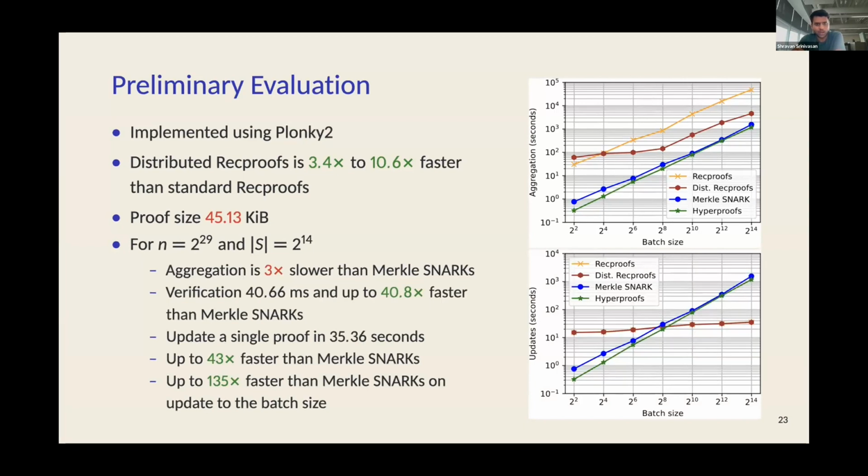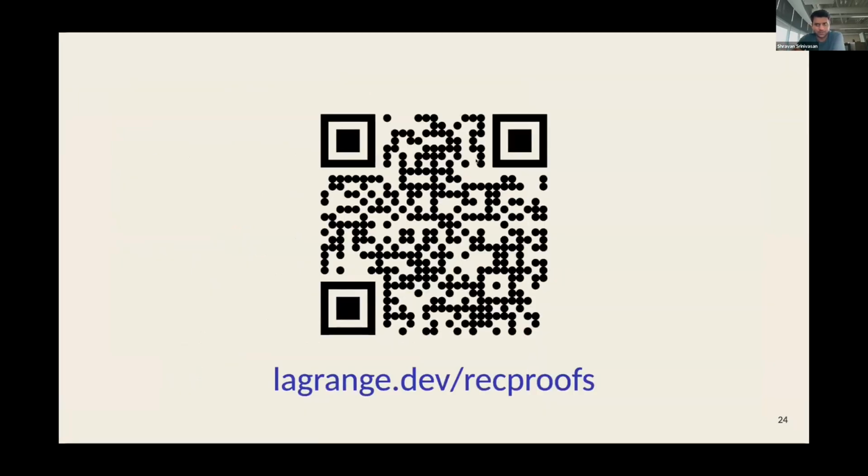However, we can update proofs, and we can update a single Merkle proof, the batch proof, in 35 seconds, and it is 43 times faster than Merkle snarks. It can be up to 135 times faster than Merkle snarks whenever there is a change in the size of the batch that triggers a new setup and a new circuit and so on. So here is the link to our paper. With this, I'll stop and take questions.